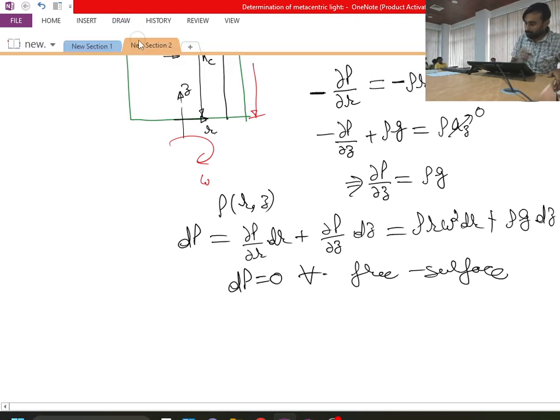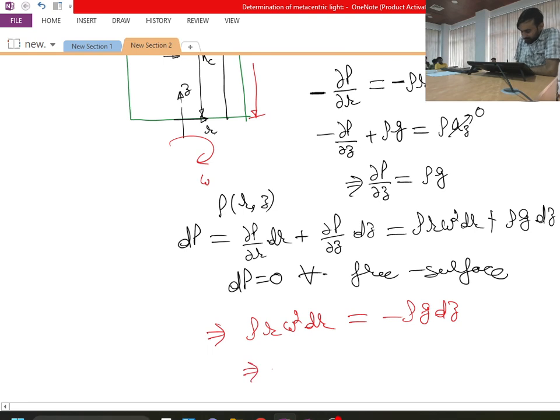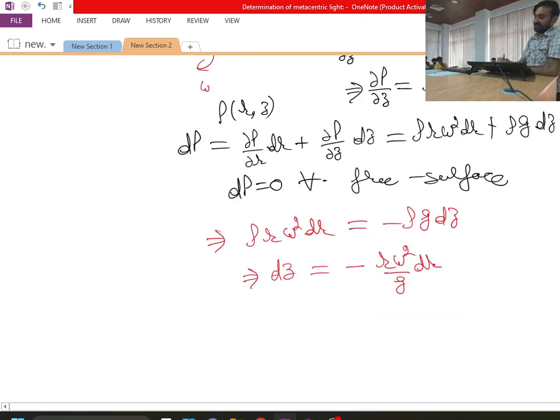So now what I can write? Rho r omega square dr equal to minus rho g dz. From here dz will become minus r omega square by g dr. Okay. Now let's integrate. If I integrate dz, then what I will be getting? Dz I will be integrating from z0 to z.